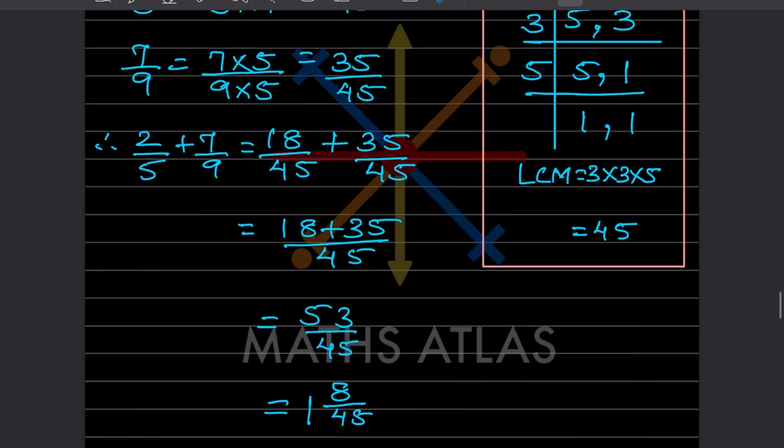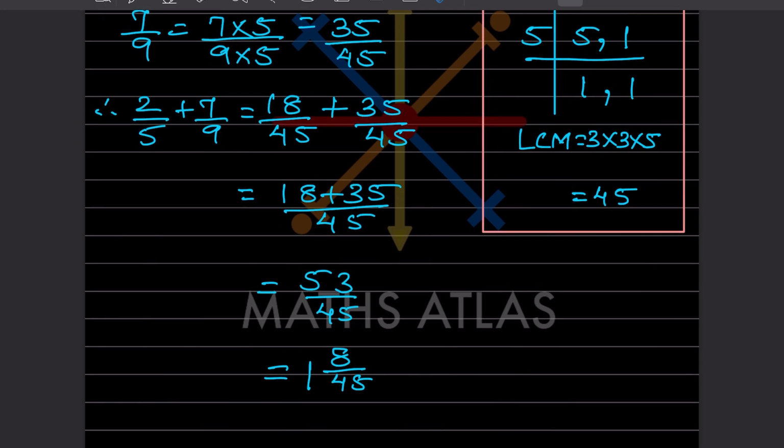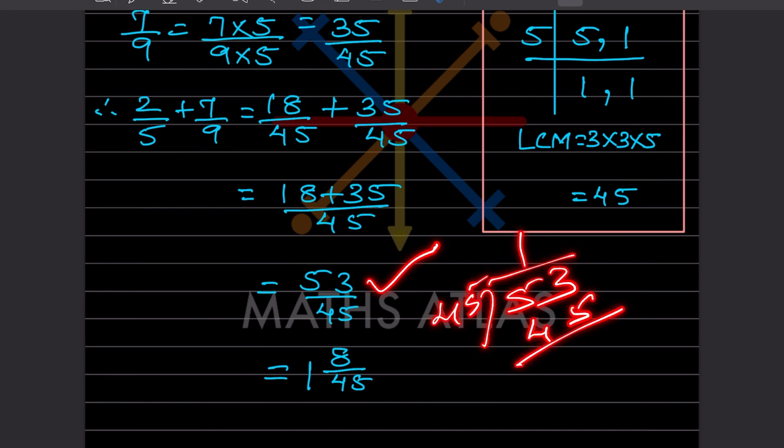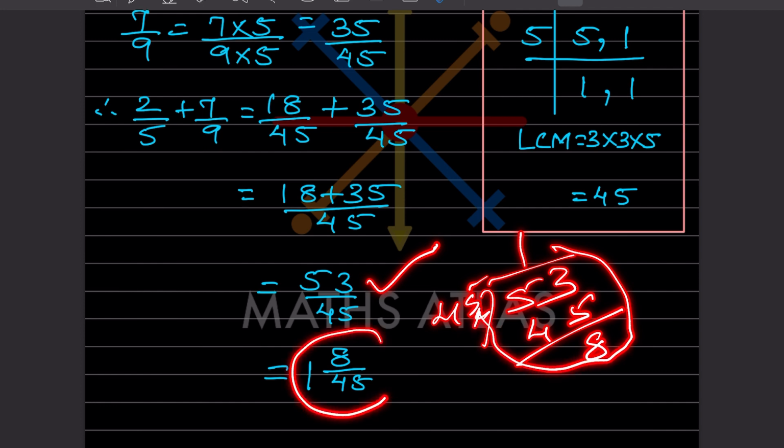Again, 53 by 45 means this is an improper fraction. So 45 ones are 45. And what do you get over here? 8. So 1 integer 8 by 45.